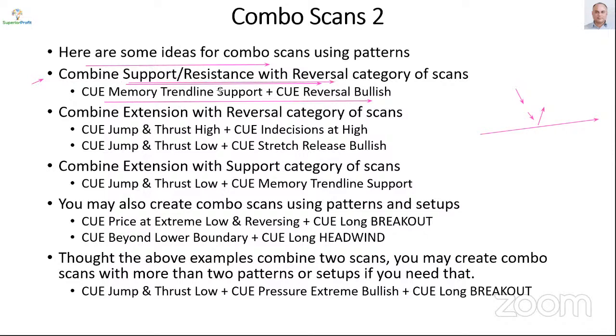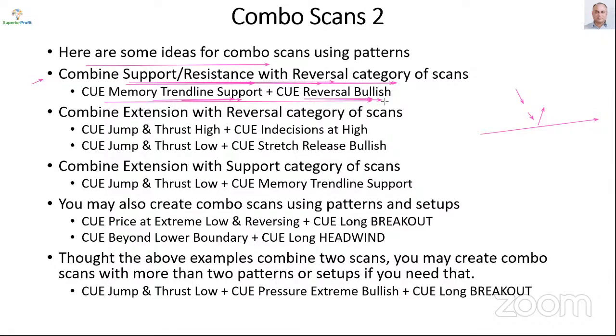I already explained different categories of indicators earlier. And in today's session, I also explained the scans of different categories. It's important to keep the categories in mind. You know the category from the name itself. When you know the categories, you know which ones you can combine to find stocks at support and then reversing. Q reversal bullish is only one bullish reversal. There are other bullish reversals. Trendline support is only one support category scan. There are other support category scans like watermark support.